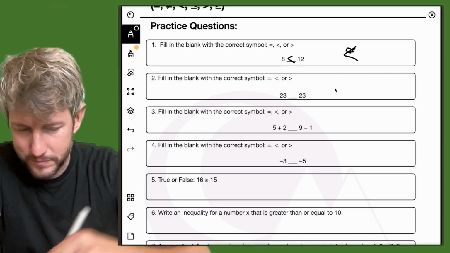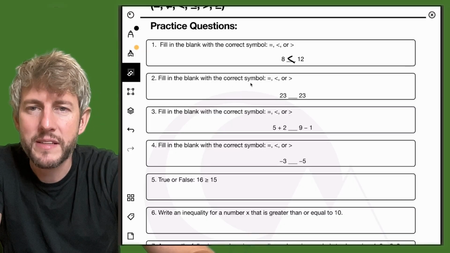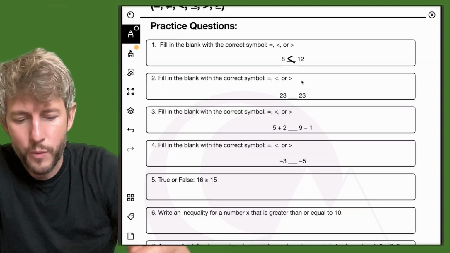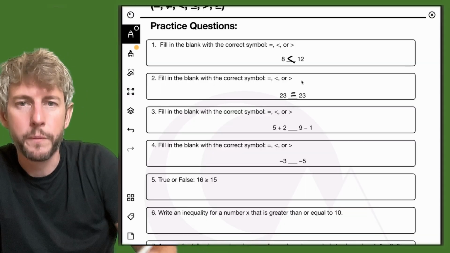Okay, so let's move on to question 2. Fill in the blank with the correct symbol: equals, less than, or greater than. So we've got here 23 is blank 23, so they are equal.